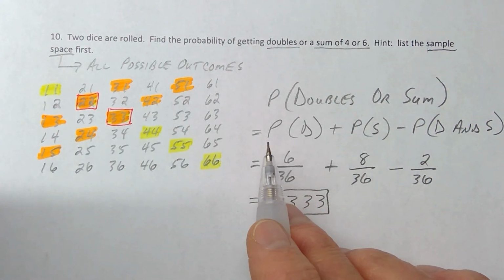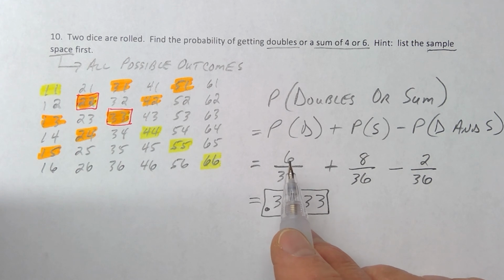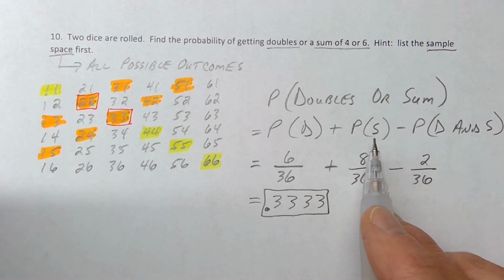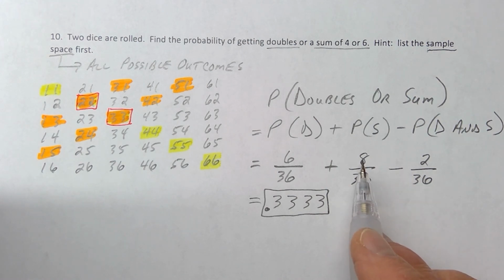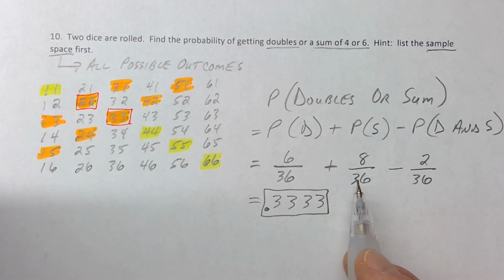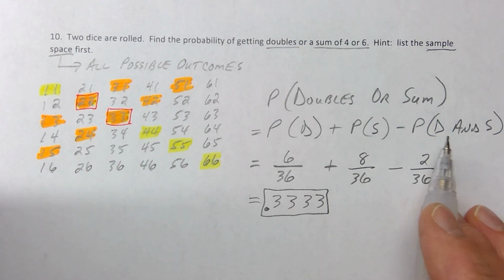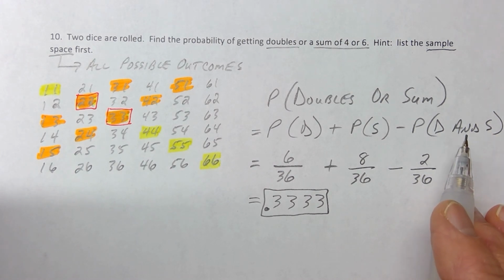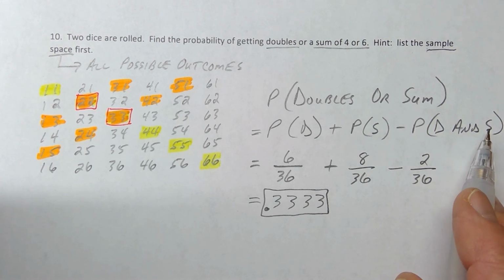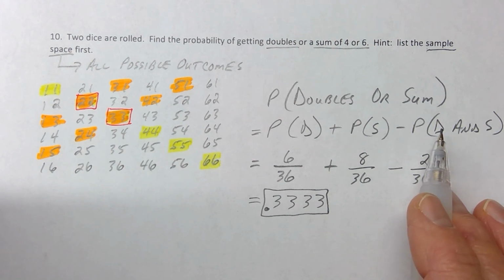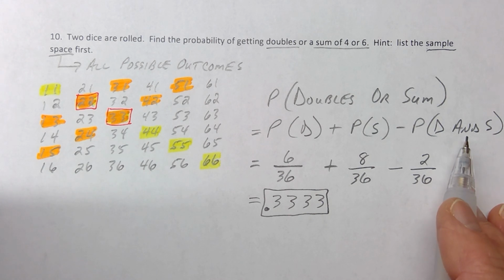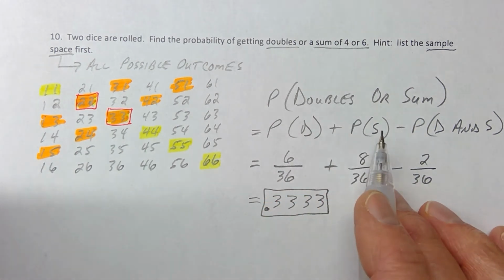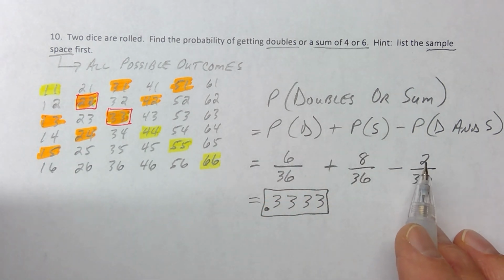All right, so let's walk through it one more time. How many doubles did I have? I had 6 doubles, 1,1; 2,2; 3,3, etc., out of 36 possible. How many sums did I have? I had 8 pairs that added up to 4 or 6 out of 36. Now, did this happen at the same time? Were there any doubles that also added up to 4 or 6? Yeah. 2 and 2 are doubles that add up to 4, and 3 and 3 are doubles that add up to 6. So there were 2 rolls that were in both categories. They got counted here and here. So I've got to take out the extras. Got to take out the 2 extra.